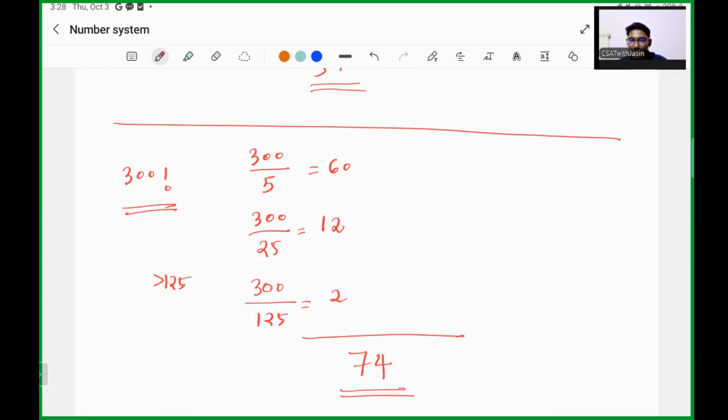When it comes to factorials, you need to do it like this. There will be careless mistakes if the number is greater than 125, so you need to understand why it is like that. Once you understand why, you can just do it as a trick: 300 by 5, 300 by 25, 300 by 125, and add all these. But you should know why we are doing this.